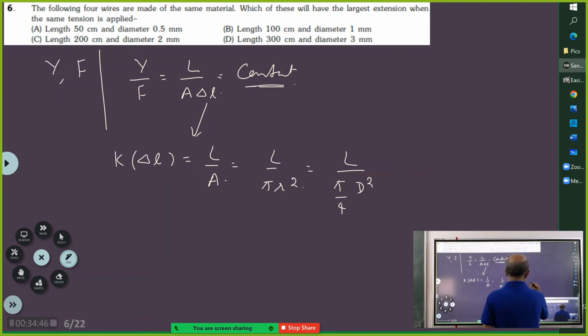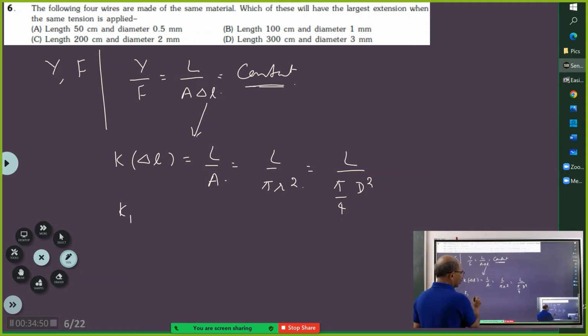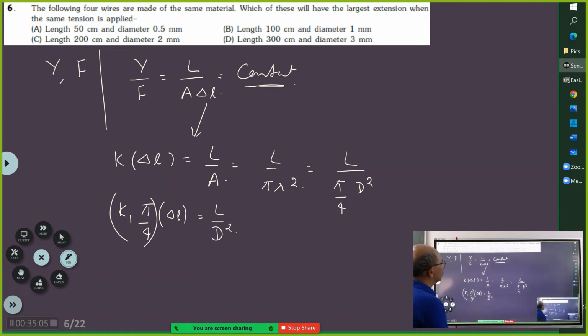So again this is a constant. So you can write it as some other constant k1. You can push that pi by 4 also this side. Okay. So this becomes another constant. Delta L is equal to L by d square. So which one will have more?